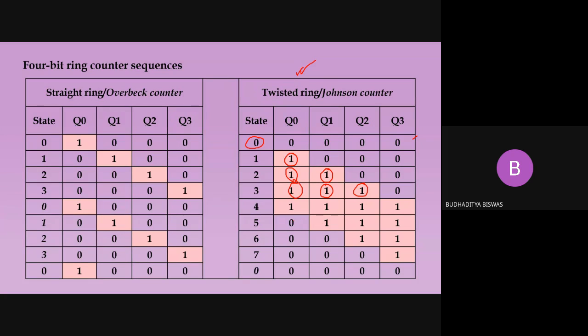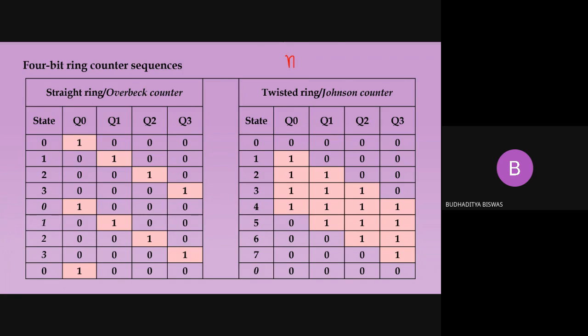Then again the first flip-flop is filled up by 0. In the next one, the second flip-flop is also filled up by 0, like this. Once all the flip-flops are filled up by 0, next all the flip-flops are filled up by 1. So that is called the twisted ring counter. And again, can somebody tell me how many states are there for a 4-bit twisted ring counter? 8 states are there. You see, this is 0 and this is number 7, so in total 8 states are there.